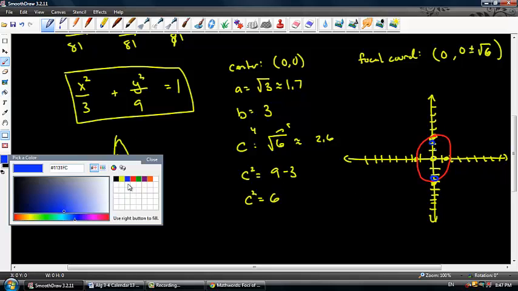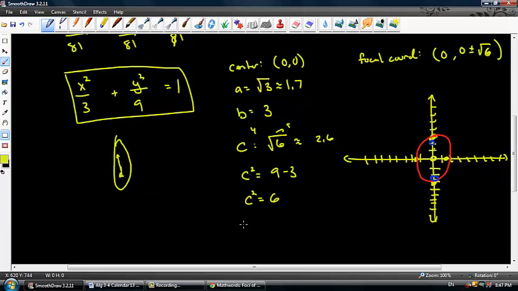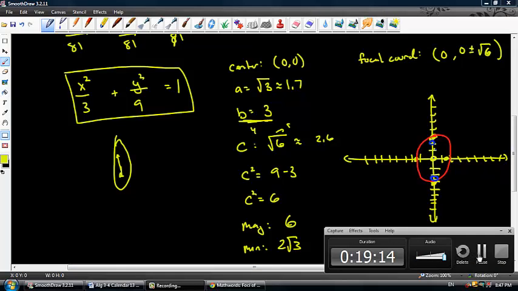We just need to figure out the lengths of the major and minor axes. So the major axis in this case is 6, because remember, the major axis is always the bigger number. And then the minor axis is 2 times rad 3, is 2 rad 3, and you are done. You've done everything you can for the ellipse. Let me clean this up for a little bit, and we'll go on to something a little more difficult.